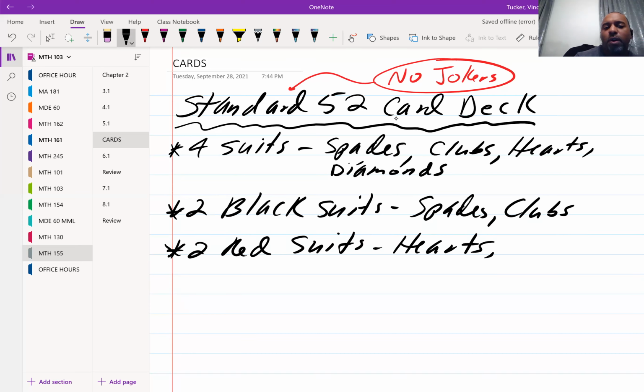If you're already cool with the inner workings of a 52 card deck, you don't have to write this down. But I can't assume that everybody is. So I got to make sure that everybody's on the same playing field.